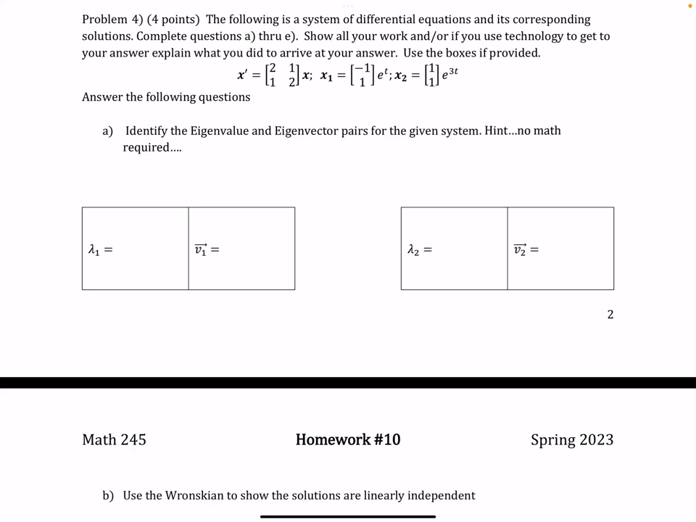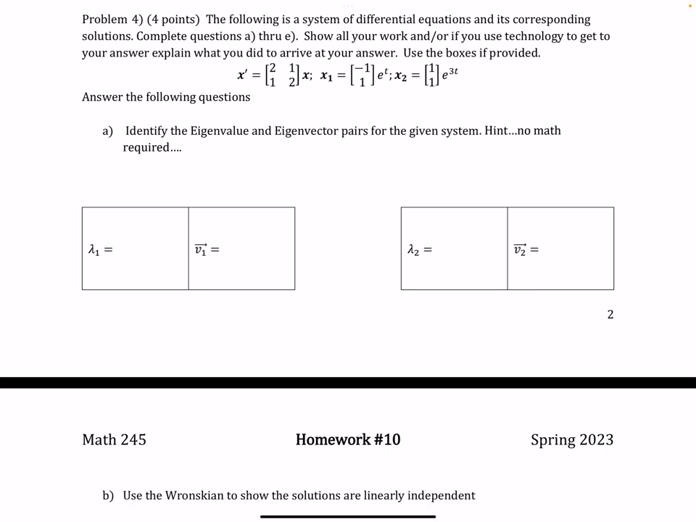The following is a system of differential equations and its corresponding solutions. Complete questions A through E. Show all your work and/or, if you use technology to get your answer, explain what you did to arrive at your answer. Use the boxes if provided.